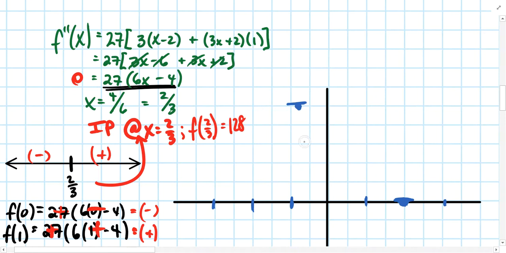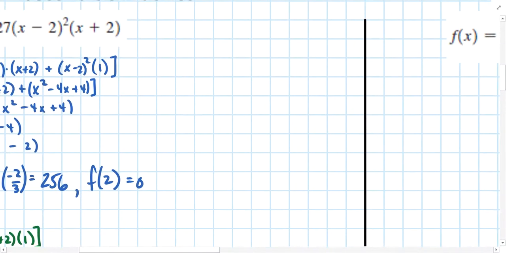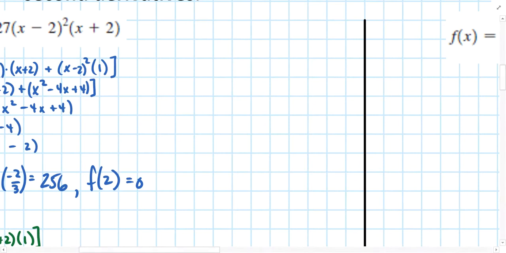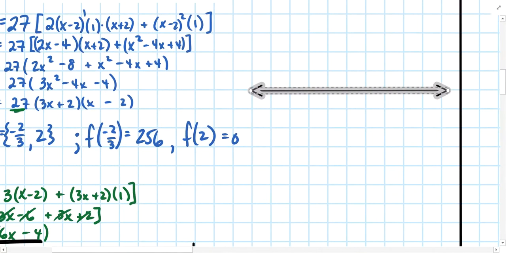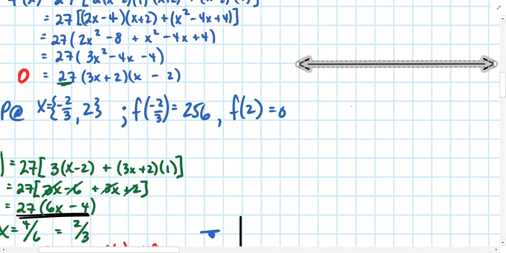Let's see, that should be about halfway up from where 256 was placed, so I'll put a dot right here. That's an inflection point. And I think we've got a pretty good idea of what's going to happen in this graph, but just to bring everything home and to connect our first derivative test into this situation, I'm going to create a number line back here and investigate our first derivative. So we had a 0 at negative 2/3 and a 0 again at positive 2.